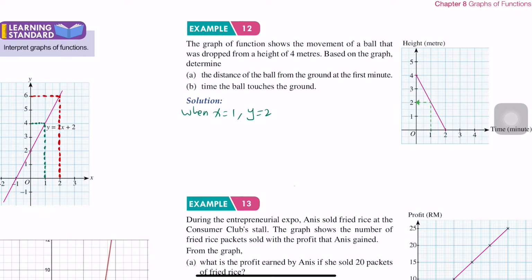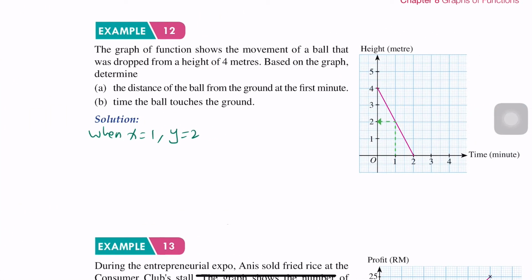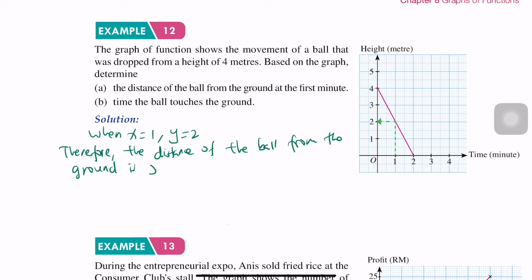So let's do a conclusion. Therefore, the distance of the ball from the ground is 2 meters. Okay, next, this is A.